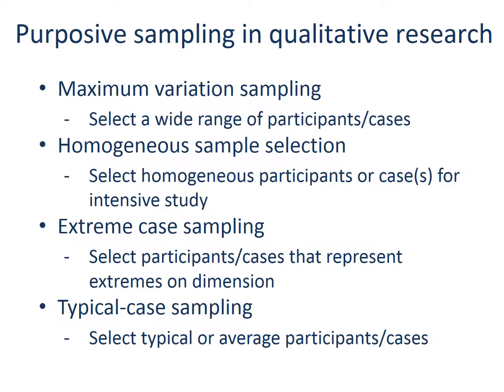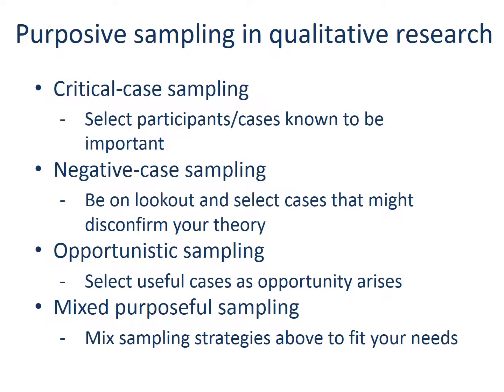If you want to intensively study extreme cases, then you want to select participants or cases that represent more extreme examples than any other individuals on whatever dimension you are interested in studying. On the other hand, maybe you want to identify a typical case, so the average participant in your phenomenon of interest. Sometimes qualitative researchers use critical case sampling, so they are selecting participants that are known to be important or focus on especially informative cases.